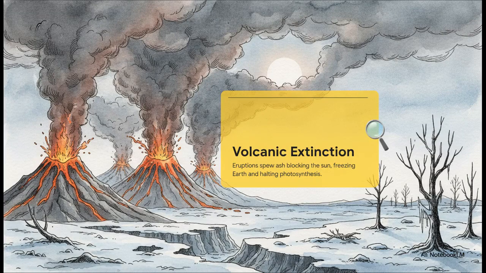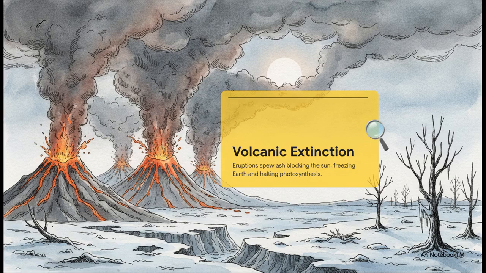And if shifting continents weren't enough, primitive Earth was incredibly volatile, packed with severe volcanic eruptions. When these supervolcanoes erupted, they didn't just spew lava, they blasted enormous, thick clouds of heavy ash high into the atmosphere. We are talking about ash clouds so dense, they physically blocked out the sun, sometimes for years. Without sunlight, global temperatures plummeted into the freezing zone.